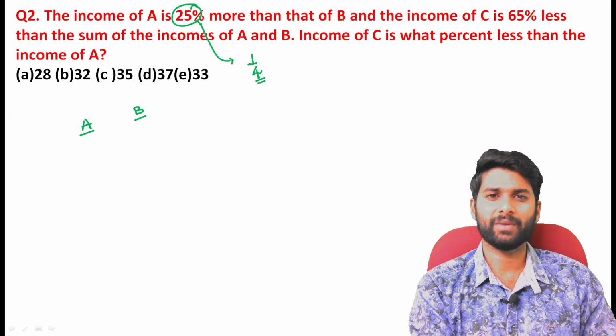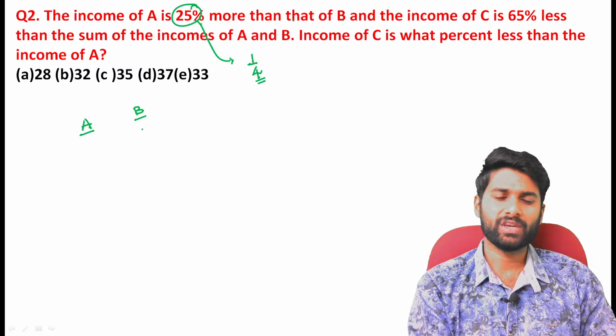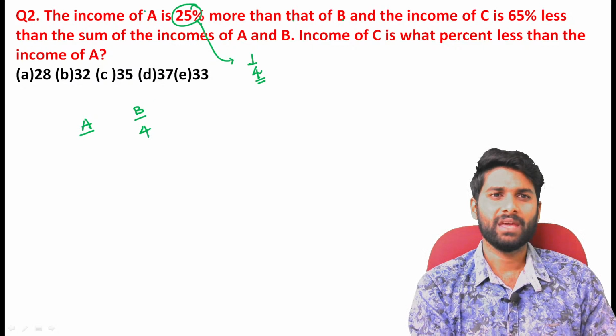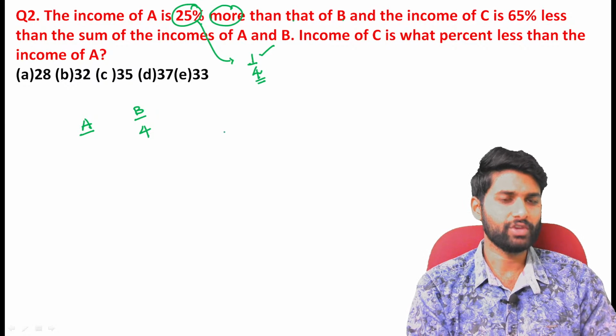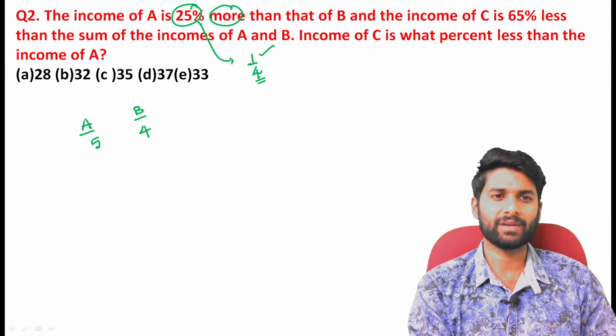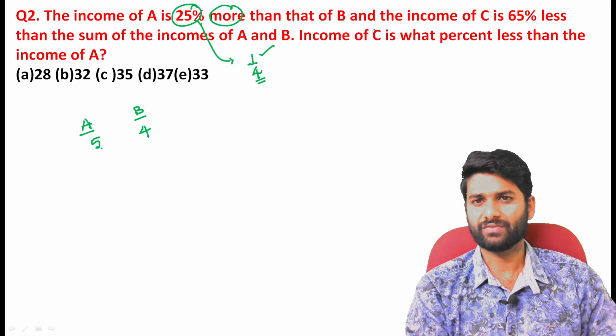25% means 1 by 4. So the 25% value becomes 1 by 4. Now here 4 units is equal to B, and the income of A is 1 unit more, because we have a numerator 1. 1 unit more means the value becomes 5. Now I can say that A is 5 units and B is 4 units.